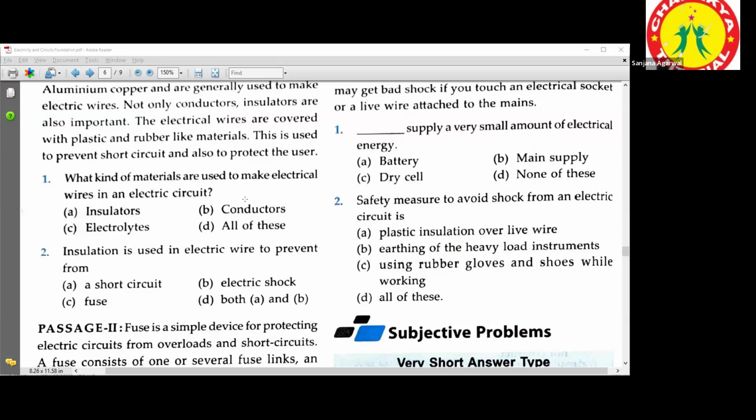So electric circuit means we are talking about the ones which can allow electric current to pass through them. Okay, good, all of you. Now go through the second passage.